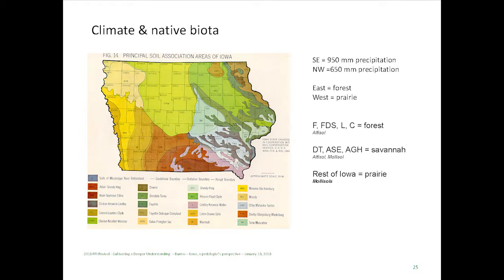We get different soils. And so some of these soil associations, like the Fayette, Dubuque and such, those would be very much forest, Dinsdale and such, savanna, some of the middle of it, and then mollisols or prairie in the western Iowa. So we get these differences.